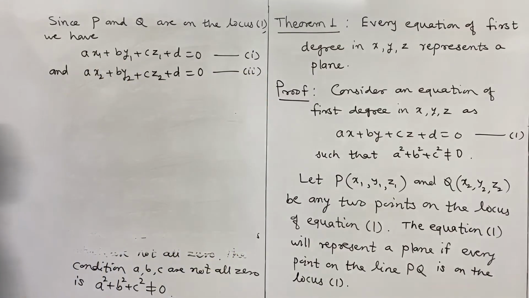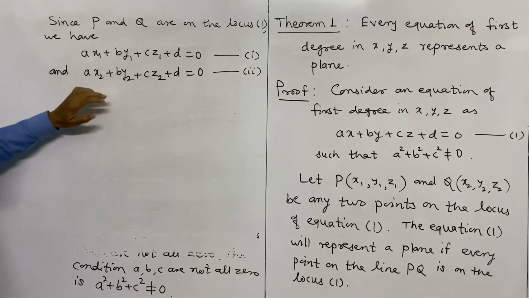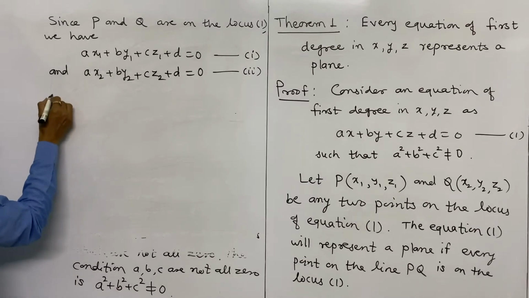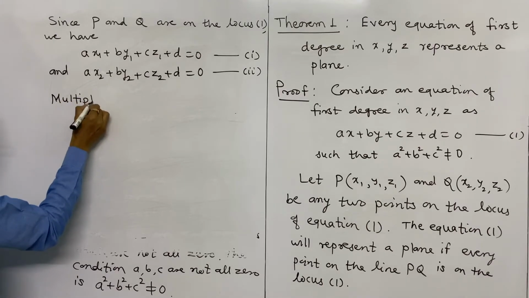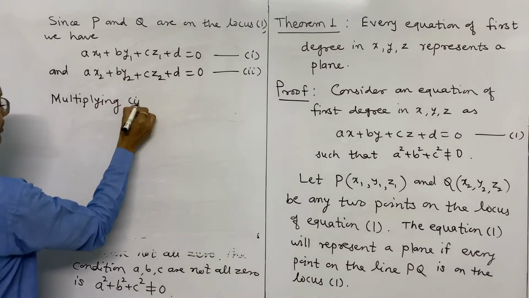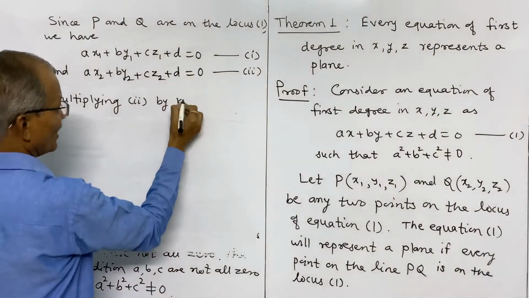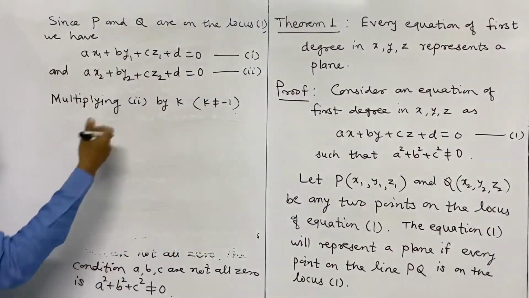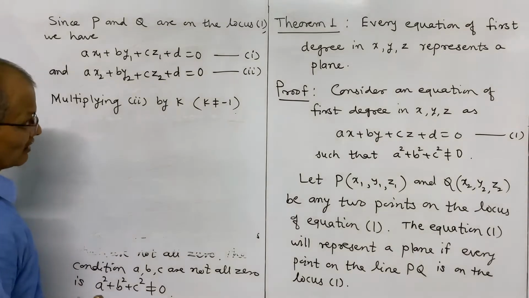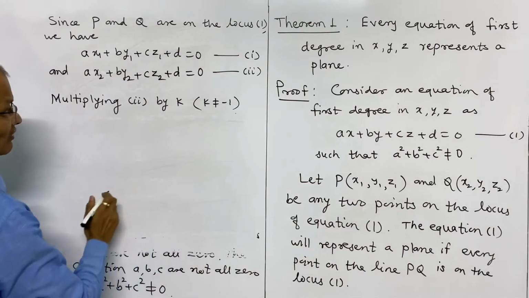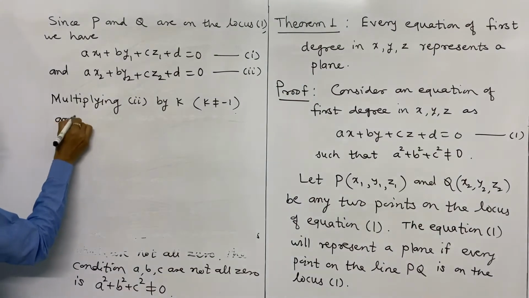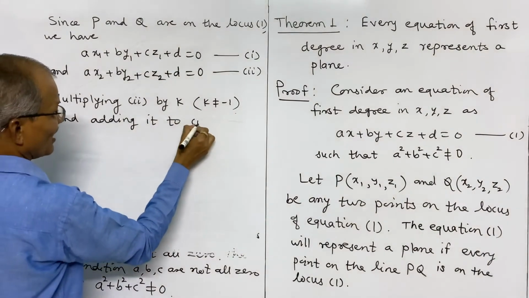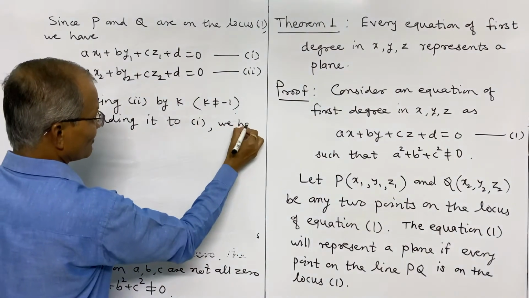Now what we shall do is consider a number k, multiply the second equation by k and then add it to 1. Now multiply 2 by k, and we will choose k not equal to minus 1. Particularly, we will know why this is to be done. K is not equal to minus 1, and adding it to 1, we get.